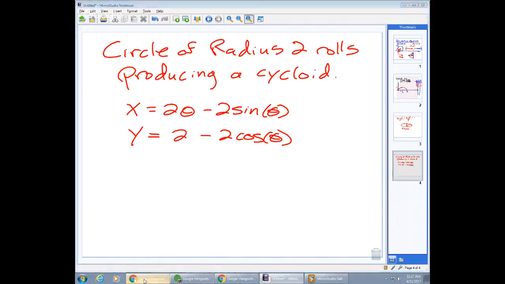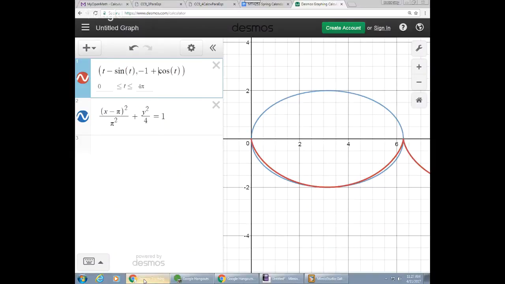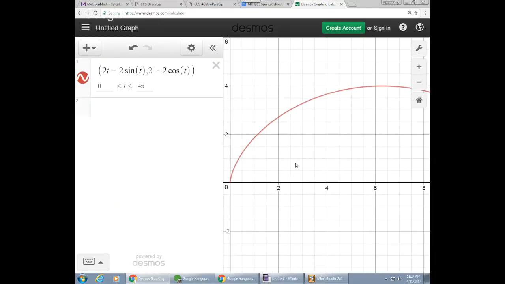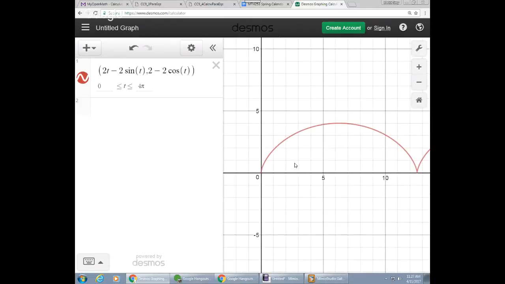So let's see, starting up Desmos. Let's get rid of the ellipse and put this back in its regular orientation. And we're going to double everything. Okay, so then I'm going to have to zoom a little bit.